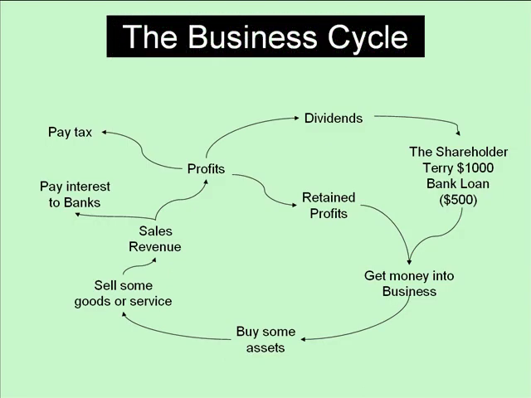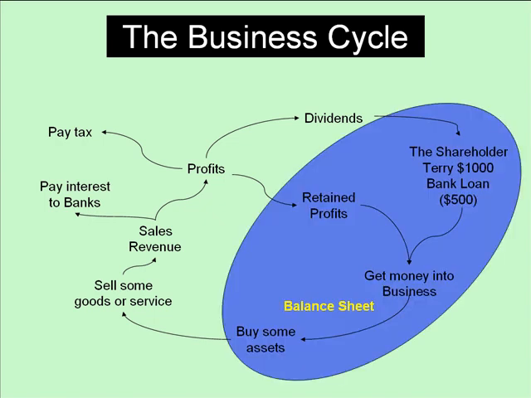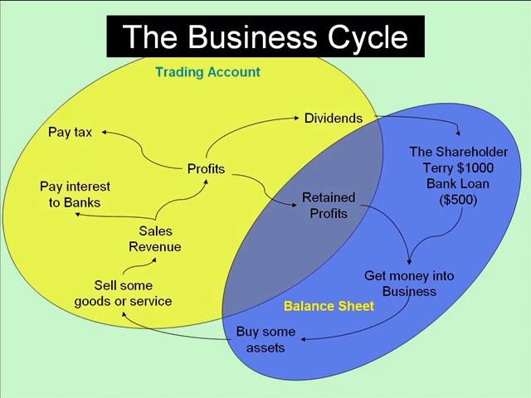So there we have the business cycle, and the money continues to circulate around that business, going from money in the business to buying assets, to selling those assets, those goods and services, getting some profit, hopefully some sales revenue and then profits, paying any interest, tax and dividends, and then retaining that profit into the business, and goes round to cycle again. And we can remember that the balance sheet and the trading account look at all those items and keep account of them.